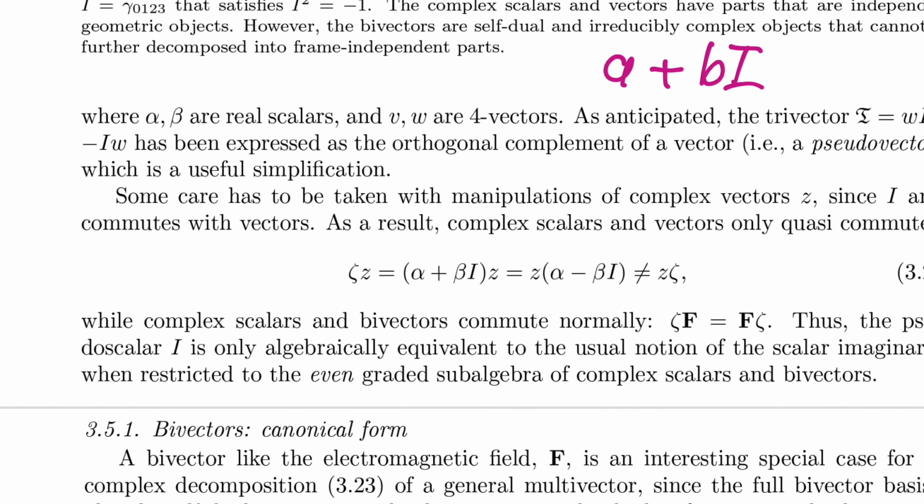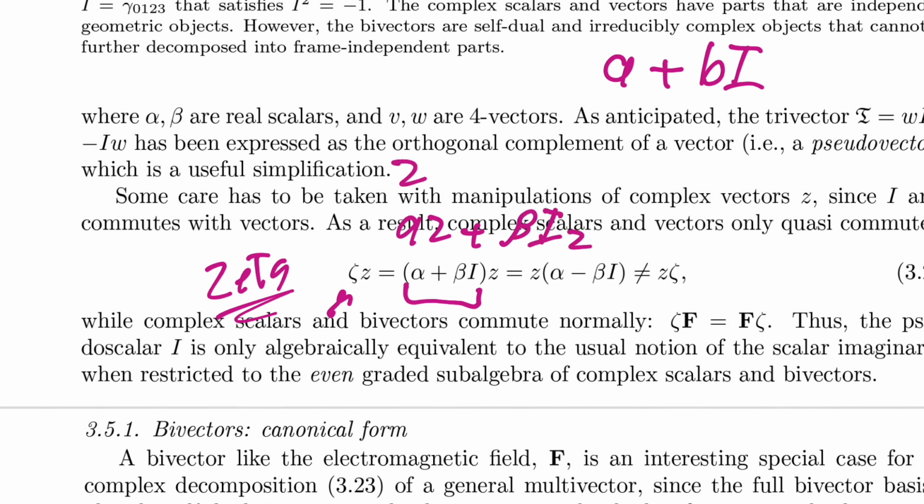You have a complex scalar, hold on, what the heck letter is that? Okay, I reminded myself. It's zeta. I knew that. Sorry, I was just blanking on it. So zeta times z, where zeta is this complex scalar. Well, zeta and alpha commute, so you have alpha zeta plus beta I zeta, but that equals zeta alpha minus beta zeta I, because we know that I anti-commutes with zeta.